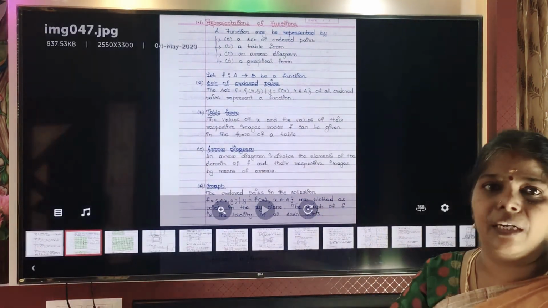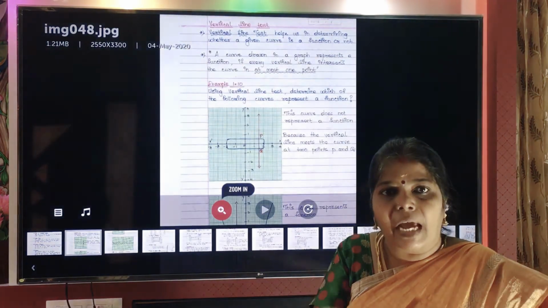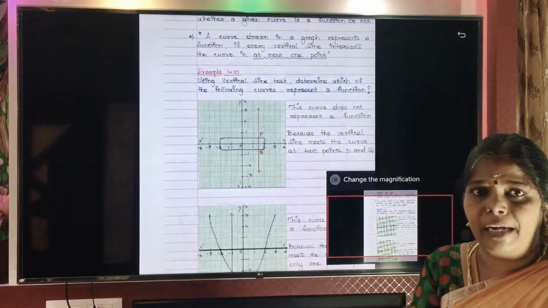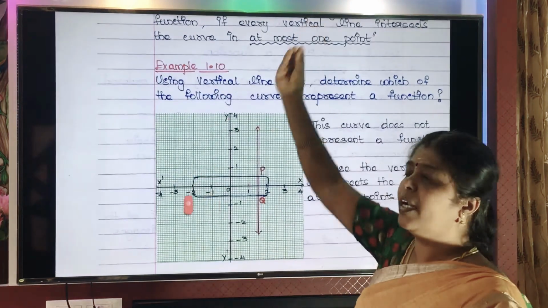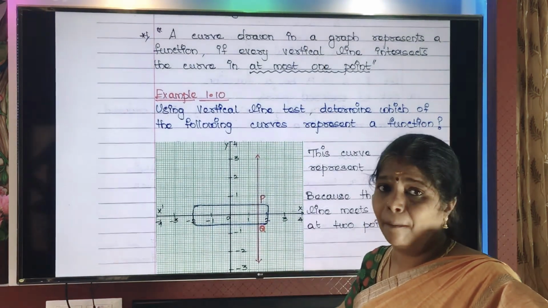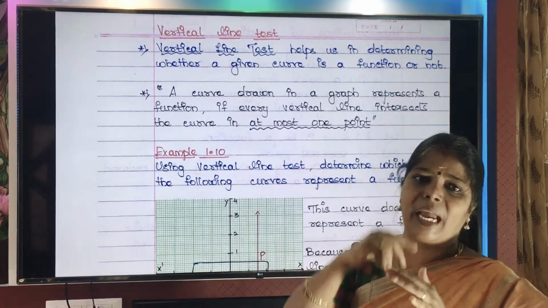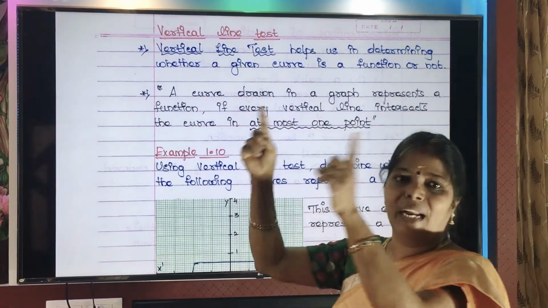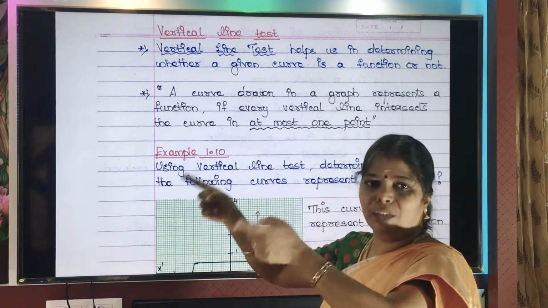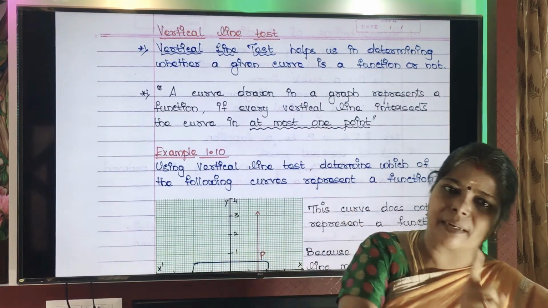Whatever function you have, with the elements of that function, you can plot those points in the graph, join them, and you will get a curve. But not all the curves that you draw in the graph can become a function. All the functions can be shown as a curve, but all the curves cannot represent a function.